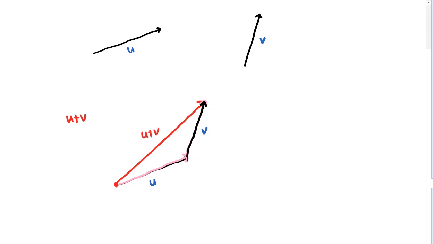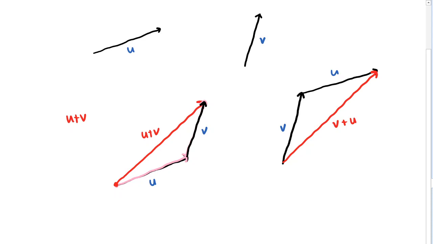Here I'm just combining the two different displacements for u and v. The ball started at the beginning of u and ended up at the end of v, and that's this u plus v. I should say that it doesn't matter what order we add two vectors. If I had started by displacing my ball by the vector v, and then displacing my ball by the vector u, then the vector v plus u is really the same vector as u plus v.